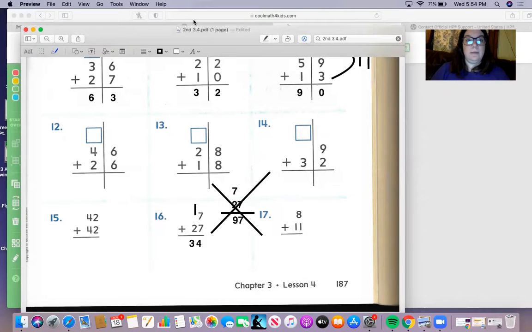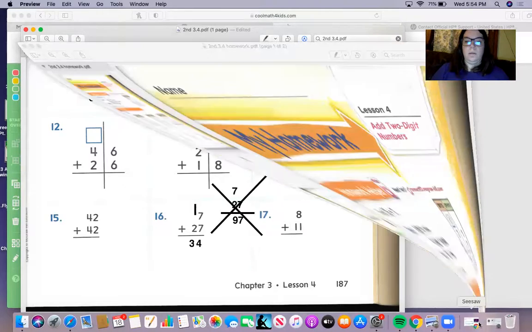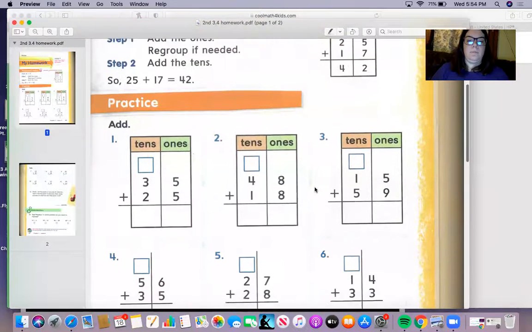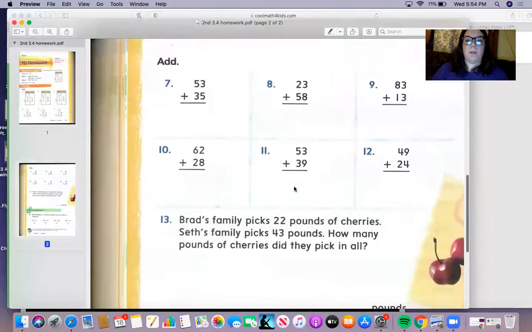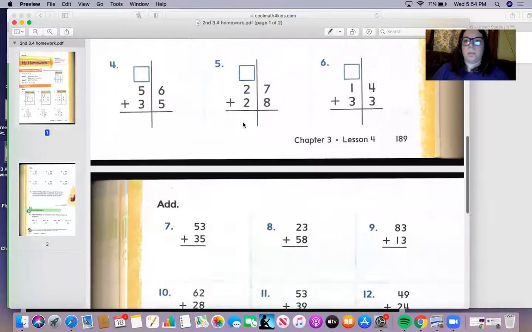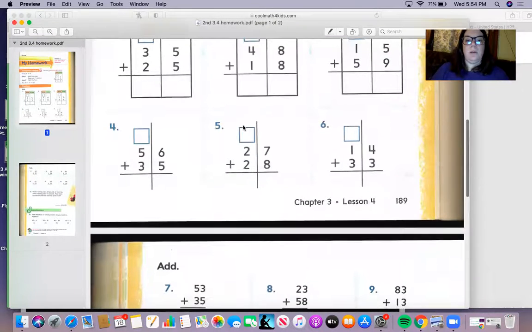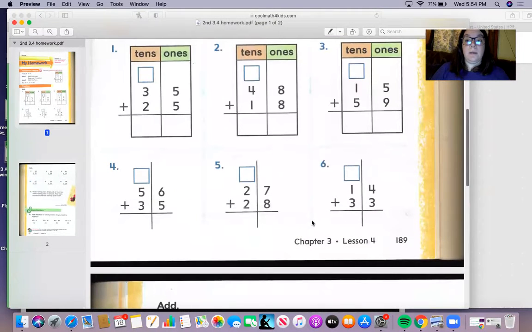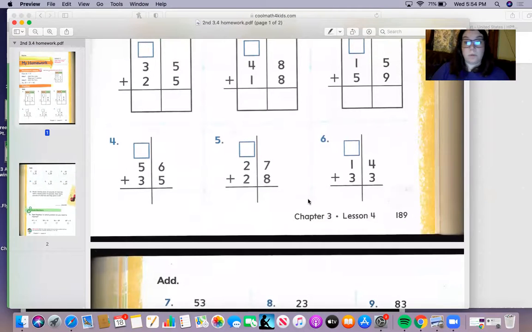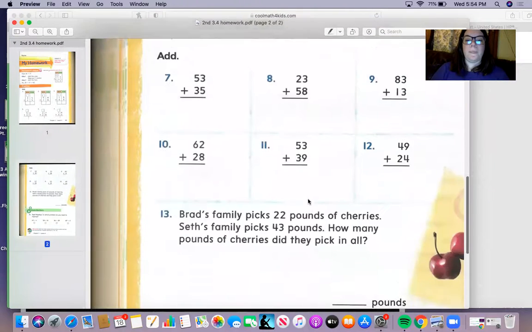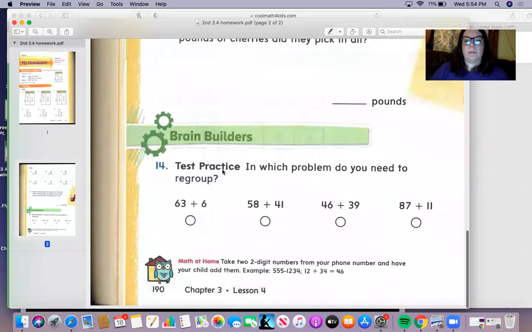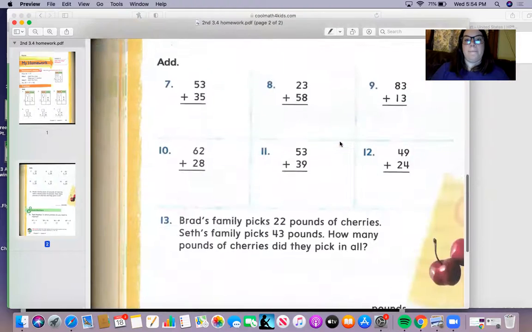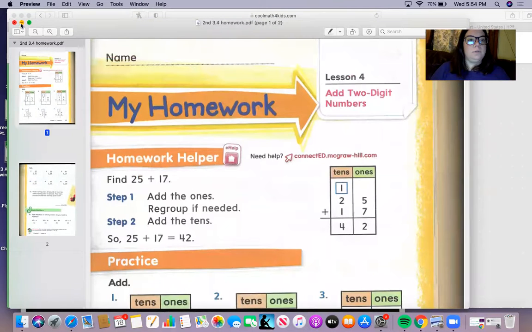That's your lesson today. So your homework looks like this, just like what we were doing earlier. And then you have some problems that don't have the nice lined-up boxes. Remember, you may come across a problem where you don't have to regroup, so pay attention. More adding, and then you have a word problem here. And then this is just asking you, which of these problems do you need to regroup? Okay, so there you go.